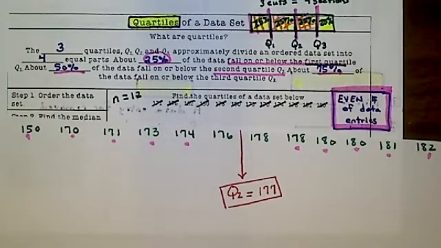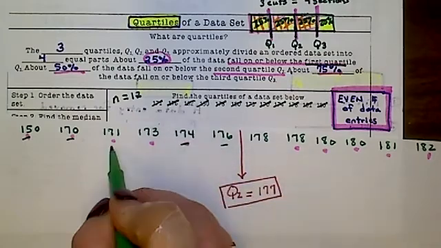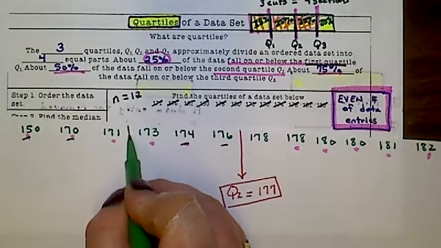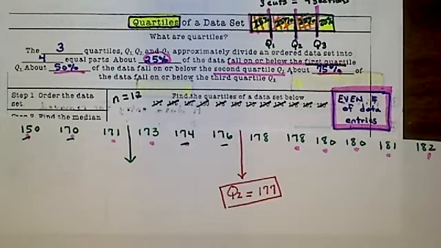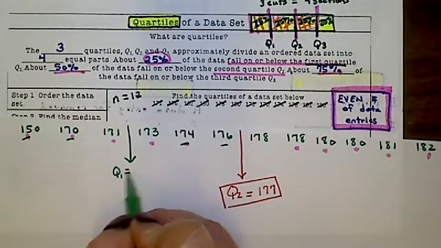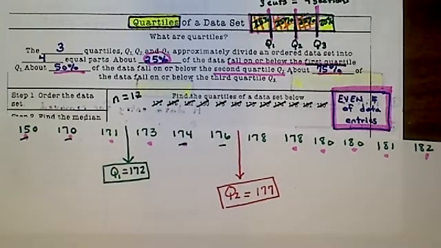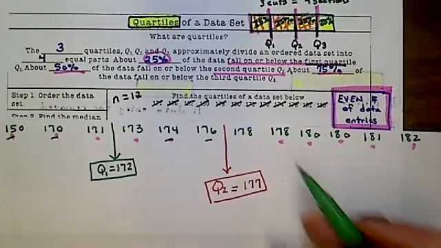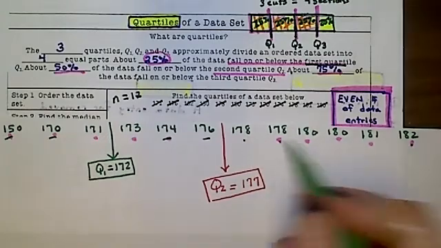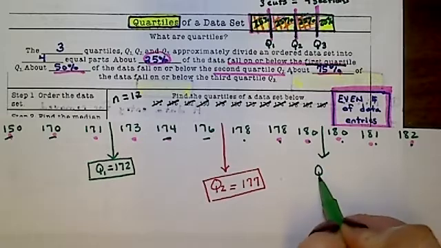Okay, now I'm needing to look at the left of Q2 to find Q1. So I'm going to go ahead and start trying to find the middle here. And it looks like the middle is going to cut right here in the middle of those two. So my Q1 is going to be 172. And then I'm going to look to the right. The middle of that is going to be 180.